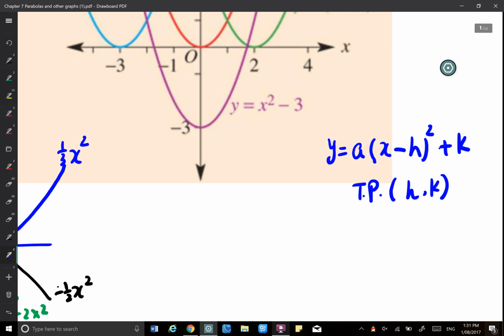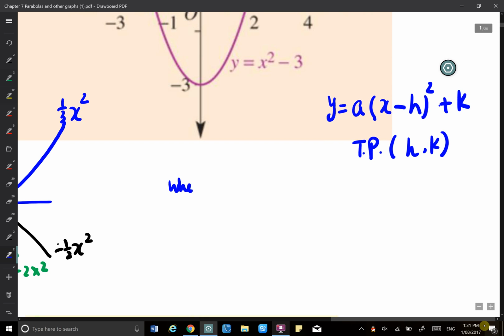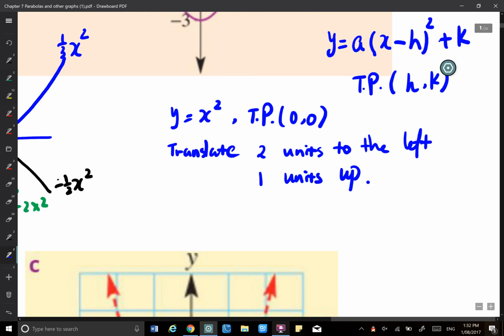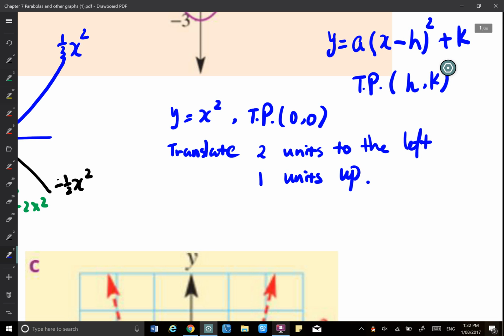Then let's have a think about this. We have a graph, y equals x squared. We have turning point 0, 0 for this graph. Okay, so this graph has been translated 2 units to the left and 1 unit up. Can you tell me what the turning point becomes? Like what's the turning point now? The whole graph has been shifted 2 units to the left and 1 unit up.